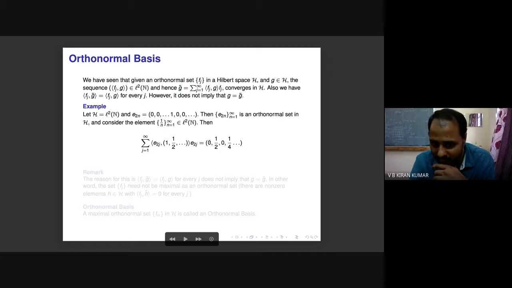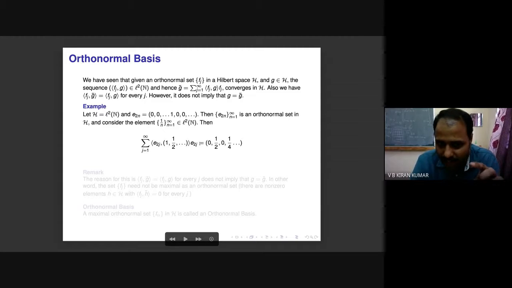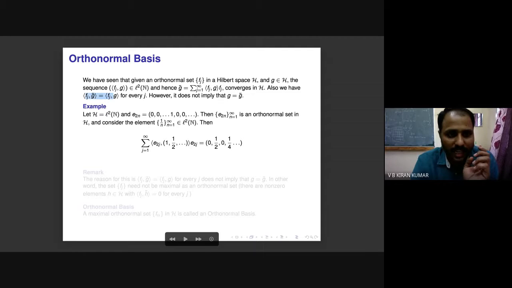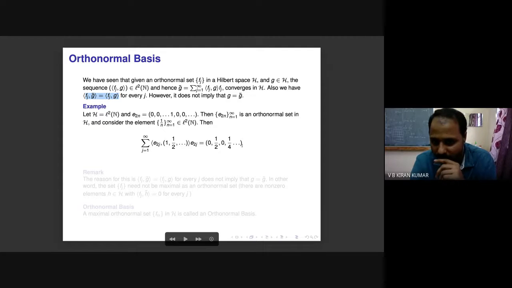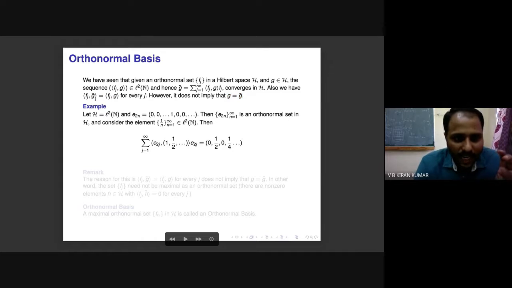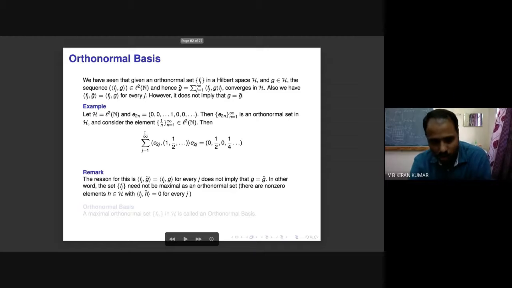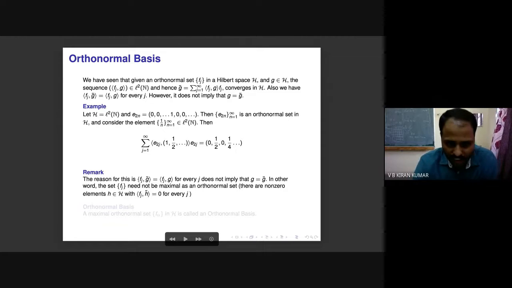But here you can see that fjg equal to fjg tilde. That is true for all j, but still g not equal to g tilde. In other words, fj inner product with g tilde minus g equal to 0 for all j does not imply that g tilde minus g equal to 0. So this is the reason. Fj g tilde equal to fjg for all j does not imply that g equal to g tilde.